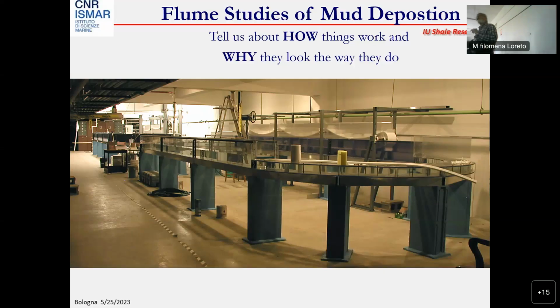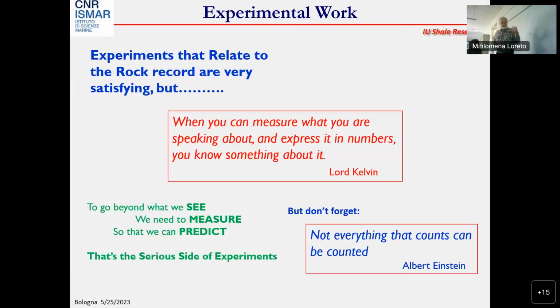That's why we started doing experimental work, because we want to know how things work, and why these rocks look the way they do. What are the physical reasons, the physical history of those rocks that makes them look the way they do? Once we understand that, then we have made substantial progress. And so we did a lot of experiments that relate to the rock record, which is nice.